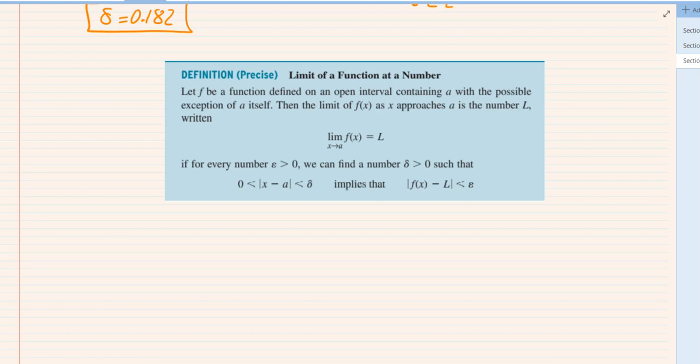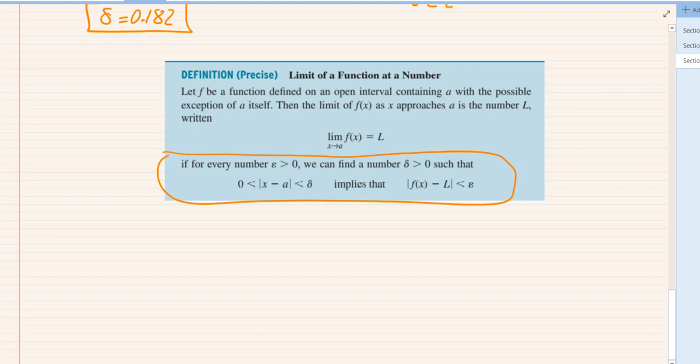A modification of this works for one-sided limits of this definition, by the way. So we do have an open interval containing a, and the function need not be defined at a. Then the limit of f of x as x approaches a is that number L, written as the limit notation, this. And here is the part that's kind of what we've been doing, right? This is the part that we have done through examples. Now it's kind of cryptic.